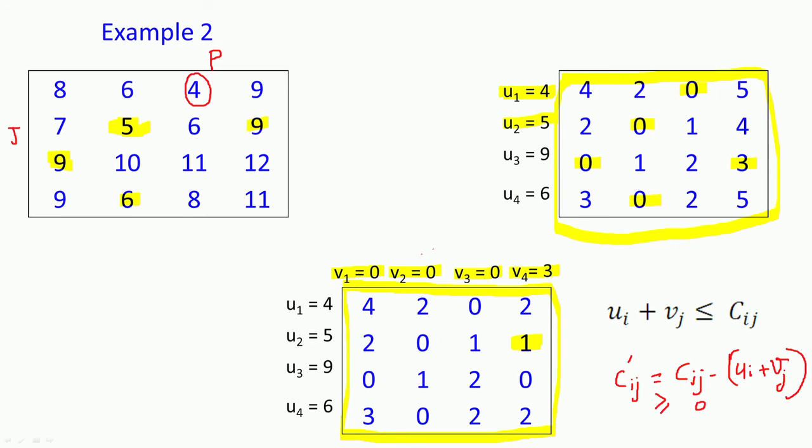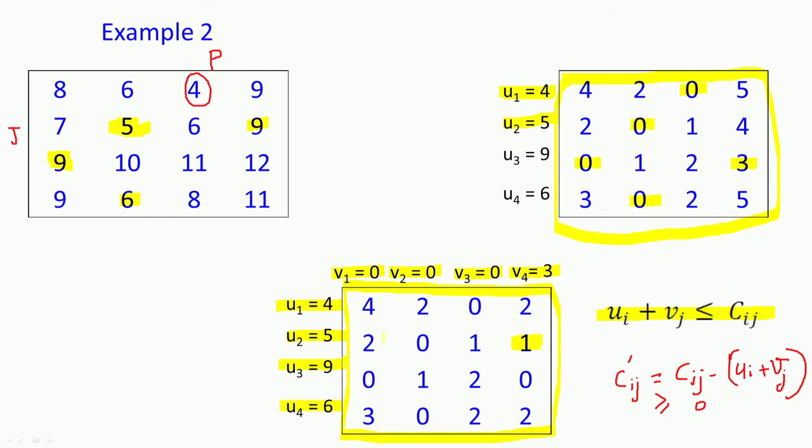Now, when C dash ij is greater than or equal to 0, it implies that ui plus vj is less than or equal to Cij, because C dash ij greater than or equal to 0 means Cij minus (ui plus vj) is greater than or equal to 0. So, the u's and the v's that we have defined through subtracting the row minimum and the column minimum give us a dual feasible solution. So, this set of u's and v's are feasible to the dual.